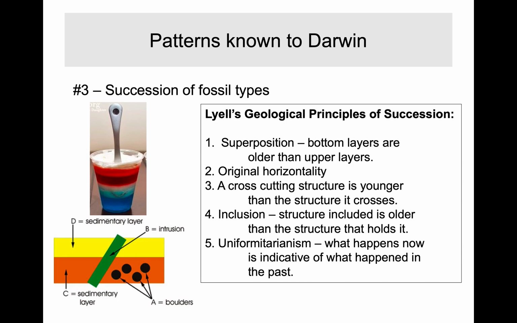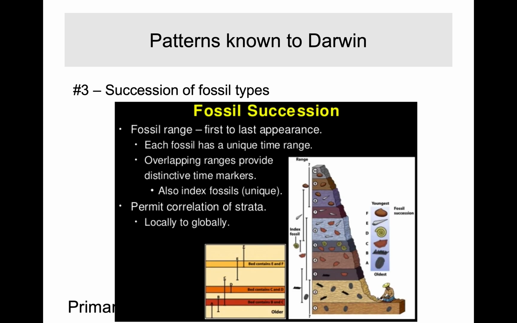So if you said younger, you're correct, right? Because what it means is these two layers had to be laid down before this one could cut through. So I know this can be a little bit confusing for students, but just try and keep it straight and keep it pretty simple. We won't go too deep in this class.